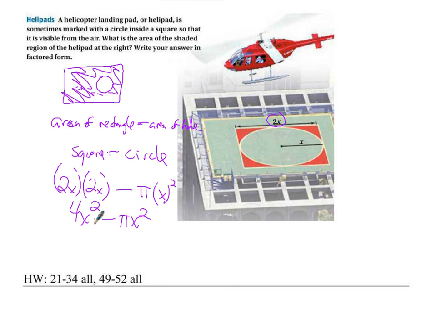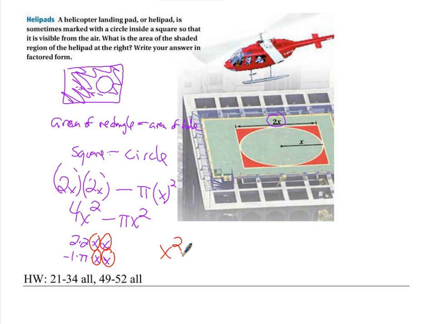So to do that, we need to turn 4x squared into 2 times 2 times x times x, and we need to turn minus pi x squared into minus 1 times pi, the symbol pi, times x times x. So then we circle our matches. x and x, x and x. And you're right, our GCF is x squared.